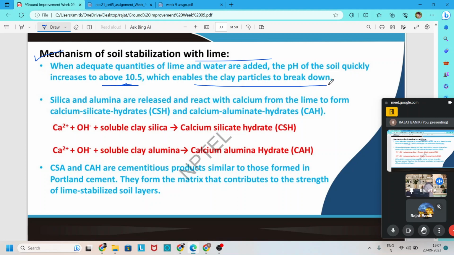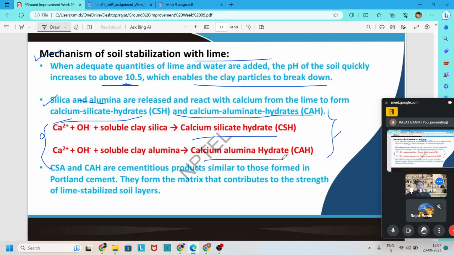Due to the increased pH, as we already discussed, the bonding between the clay minerals, that means silica and alumina, breaks down. This silica and alumina are released and react with the calcium from the lime to form calcium silicate hydrates and calcium aluminate hydrates, which two are called cementitious material. Here the chemical reaction of calcium silicate hydrate and calcium aluminate hydrate is given.